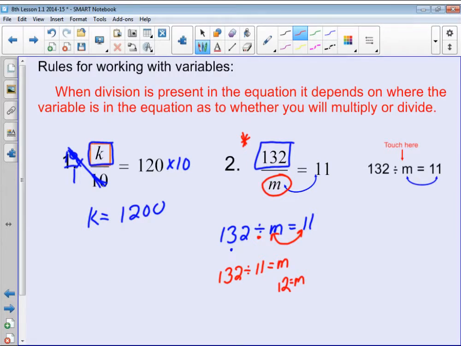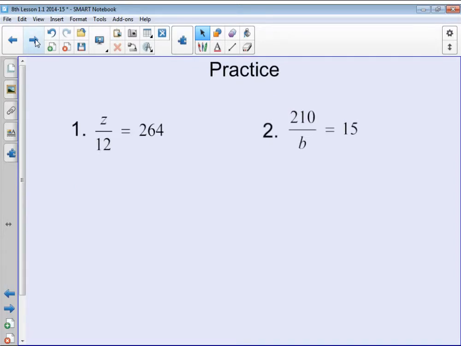Okay, if I want to check it, I can substitute 12 in for this spot right here. And then I can use my calculator to check it. If I put 12 here, if I punch in 132 divided by 12, it should give me that answer of 11, and it does. Okay, so that's how you can check yourself. Okay, so I want you guys to go ahead and practice these two and see how you do. So it's working with that division.